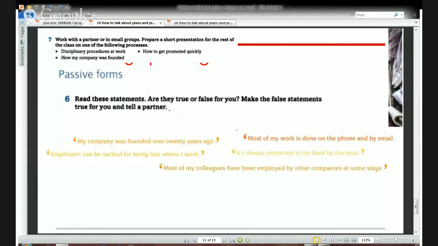Okay, so most of my colleagues haven't been employed by other companies at some stage. Haven't been employed, exactly. As a negative, Ruben, that's okay. But it would sound better to say most of my colleagues have never been employed, because when we use the present perfect, we're talking about experience. Experience happens over a period of time, so "never" is a better negation than "not" in this case. It sounds a little better. Most of my colleagues have never been employed by other companies.